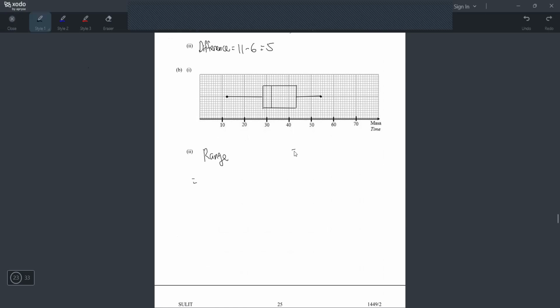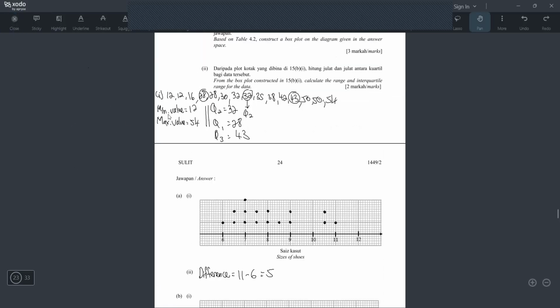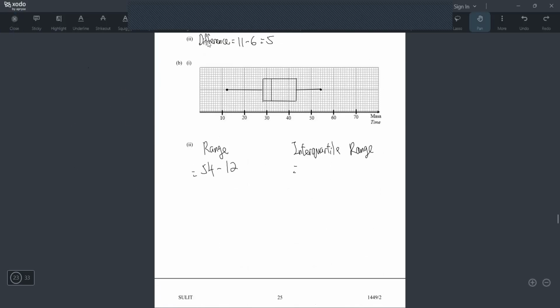I will do range, and then I will do interquartile range. Okay, what is this in Bahasa Melayu? Range is julat. Interquartile range is julat antara kuartal. Okay, so how to find range? Range is the highest value, maximum minus minimum. Maximum is how much? 54. Minimum is how much? 12. Or you can also refer here, right? Refer here also you can get, you can nampak the maximum minimum. 54 minus 12 dapat 42.